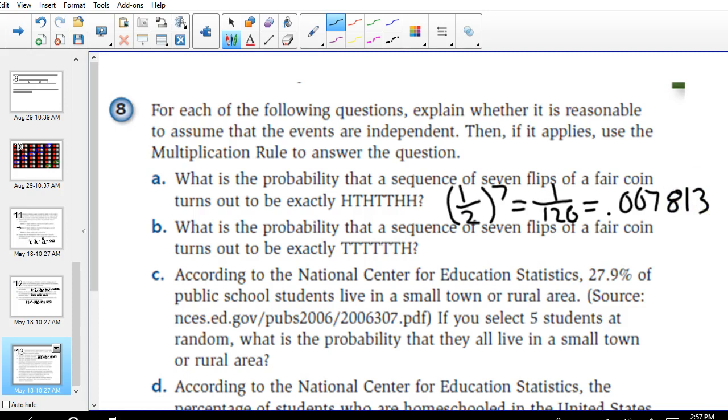Okay, so if we look at B, we want the probability that a sequence of 7 flips of a fair coin turns out to be exactly all tails with 1 head at the end. So this is the same as A because it's a different sequence, but it's the same probability because each time the probability of getting tails or heads is 1/2. So we get the exact same answer for B.